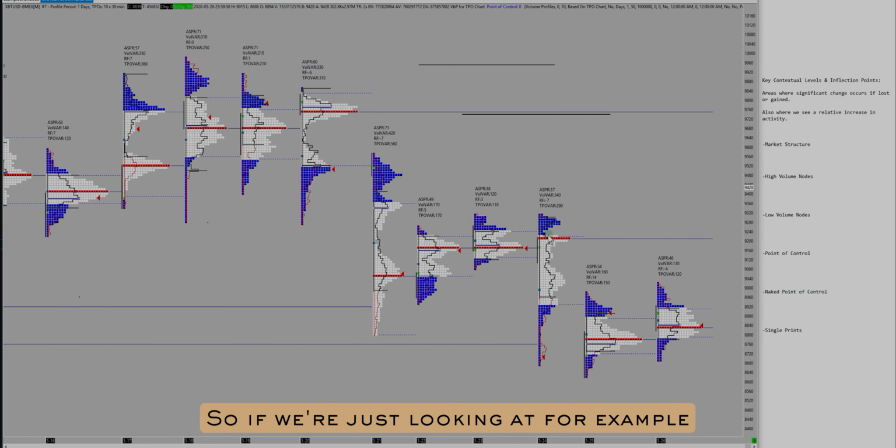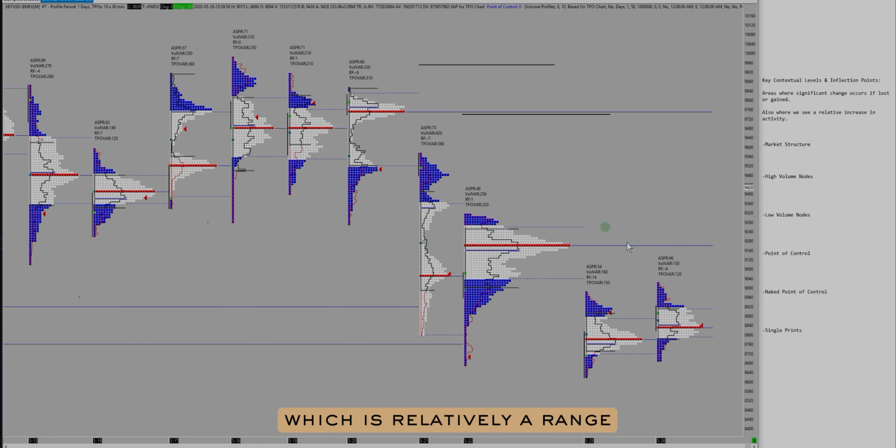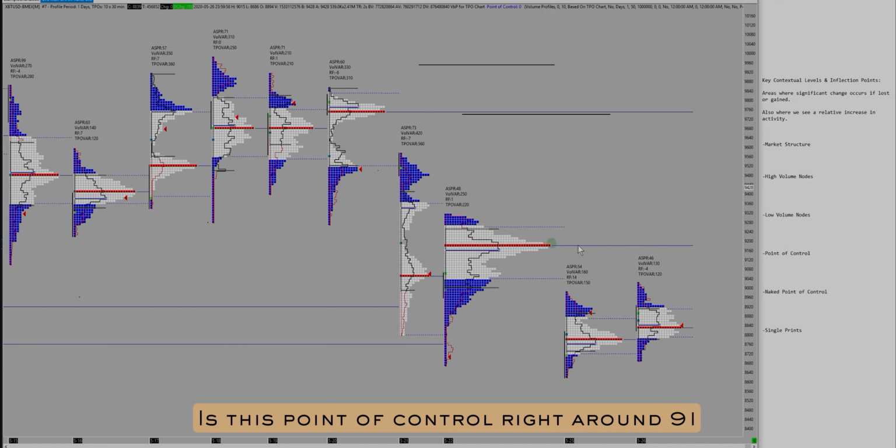So if we're just looking at, for example, we're going to combine this profile, which is relatively a range. If we're looking at this structure from where we currently sit right here, we would say that above us, a key contextual level where most of the volume was transacted in the structure above us that we would need to deal with moving forward is this point of control right around 91.80.